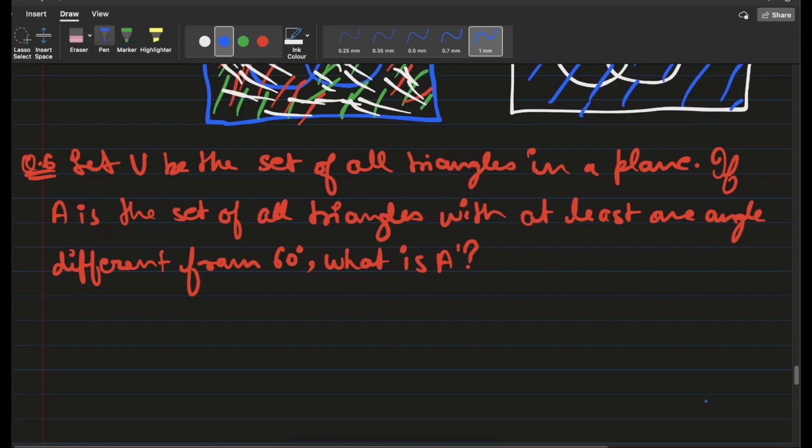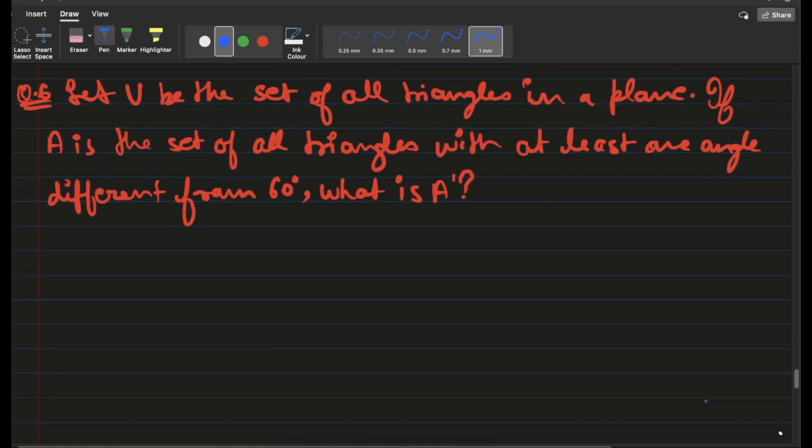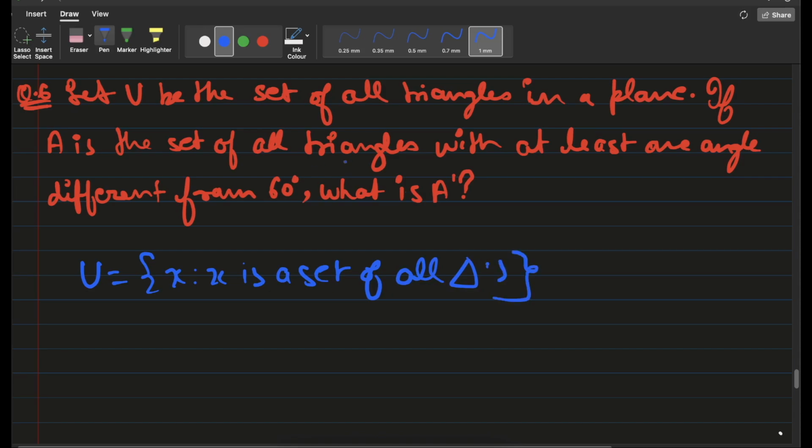Now coming on to the next question. Let U be the set of all triangles in a plane. U is all X such that X is a set of all triangles. Now we have a condition also, with at least one angle different from 60 degrees. Okay, at least one angle is not equal to 60 degrees.